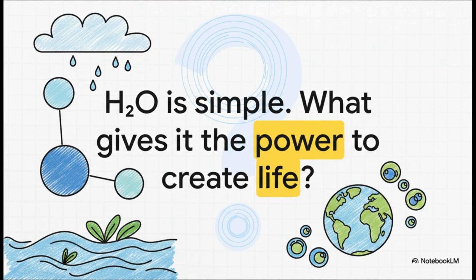I mean, on paper, it's about as basic as it gets. Two hydrogens, one oxygen, H2O. It's probably the first chemical formula you ever learned. But how does that simple recipe create everything from oceans and clouds to every single living cell on this planet? So what's the deal? That's the mystery we're going to unravel today.